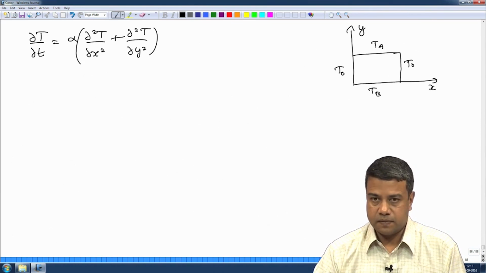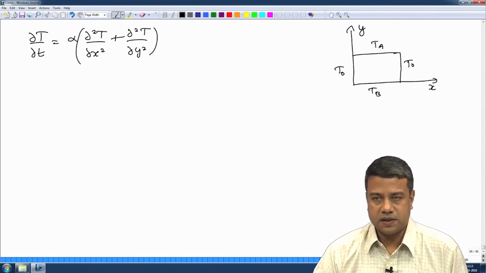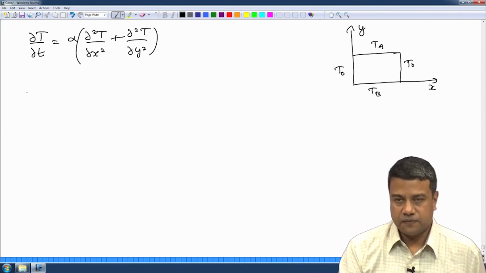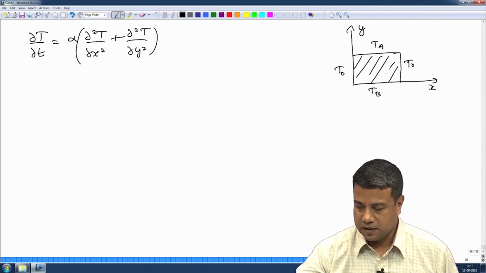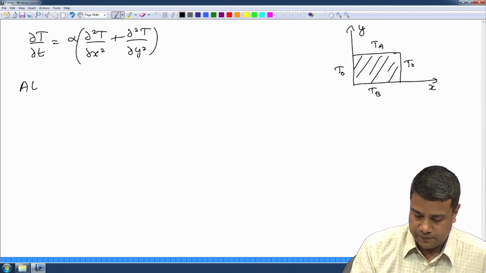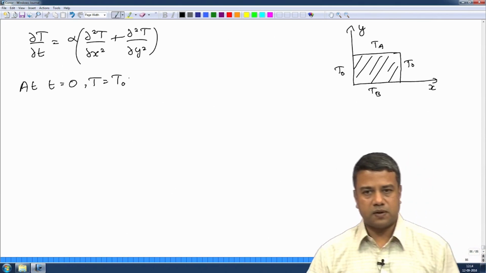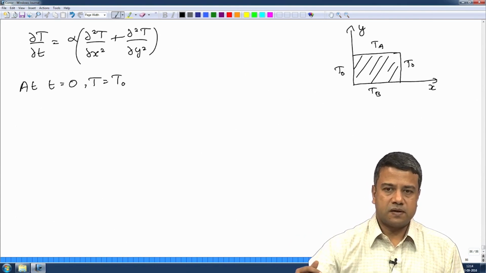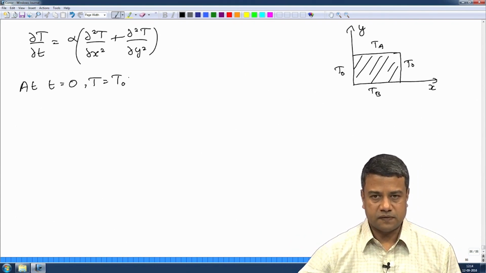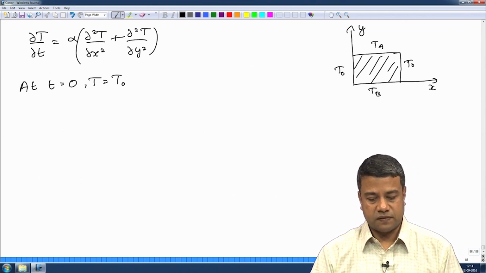Now, for separation of variables, I require that the system be homogeneous in all directions except one. Okay. In this particular case, if for example, I consider that the temperature throughout this block, okay, at time t is equal to 0, the temperature is equal to T naught. Okay. So, I start with a block that is isothermal, and at t equal to 0, I bring the top surface in contact with the temperature TA and the bottom surface in contact with the temperature TB, and then I want to find out how the temperature evolves as a function of time.